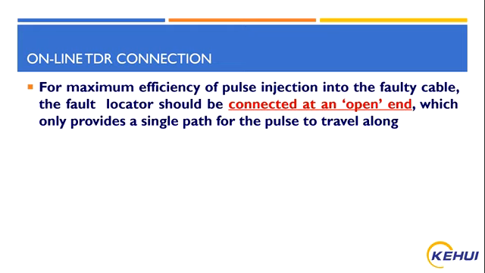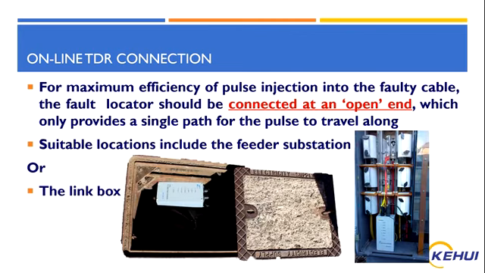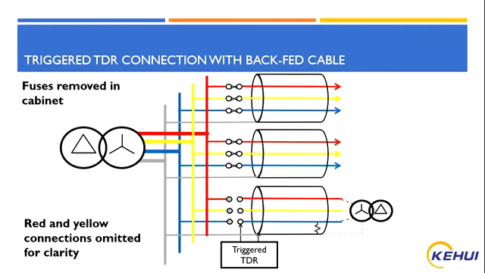To avoid multiple reflections, the fault locator needs to be connected to what we call an open end. Such a position will only provide a single path for the pulse to travel along, so the distance to fault can be readily calculated. Suitable locations for the fault locator include the feeding substation or a link box. If the cable being tested is backfed from a remote point, it is possible to remove the local fuses in order to provide the open end we require. Connecting the TDR unit between the conductors and neutral will now provide a single path for the pulse to travel along.